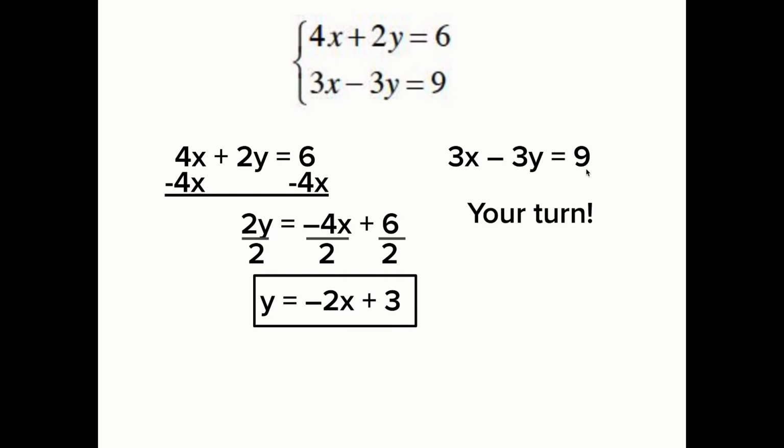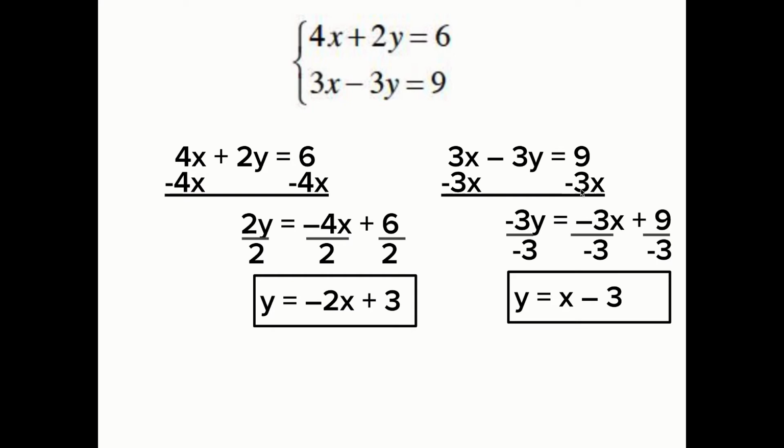All right, your turn. Go ahead, solve for y in this equation. All right, so hopefully you were able to subtract the 3x over. Then you have to divide everything by negative 3. Remember, a negative divided by a negative makes a positive, and then 9 divided by negative 3 is negative 3.